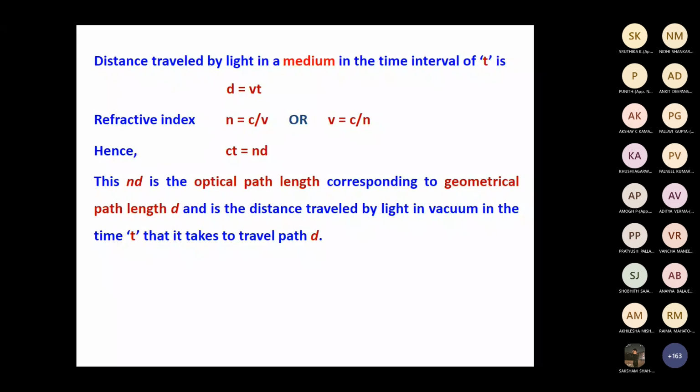It is something like, if d is, let us say, 5 centimeters, if the same 5 centimeter length is filled with water or oil or any other solution or air, then entirely there is a difference in the optical path, but d will remain the same.